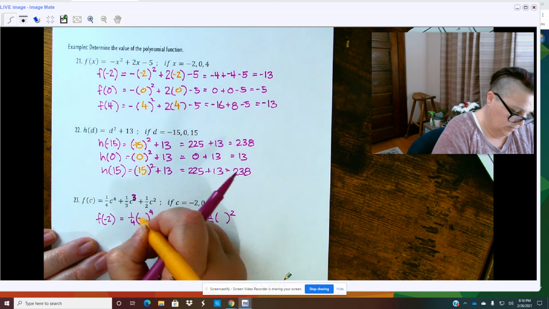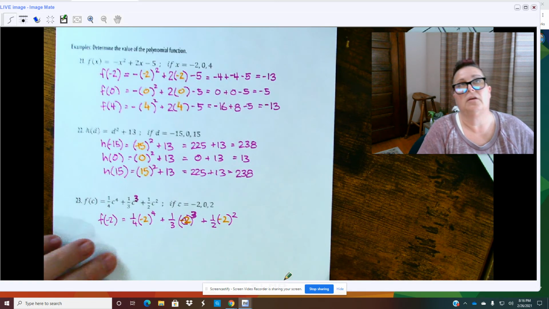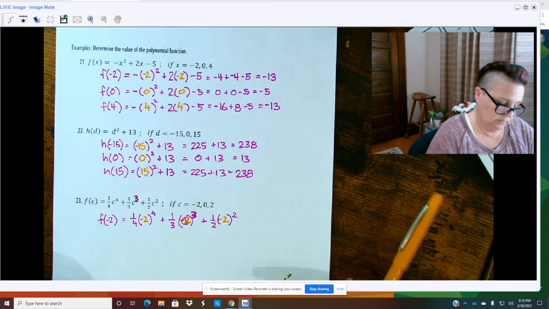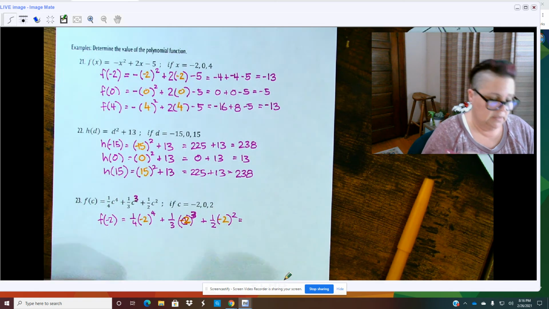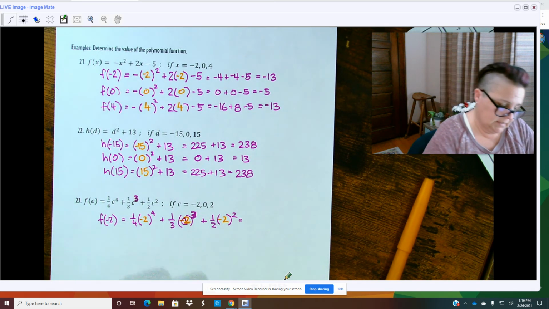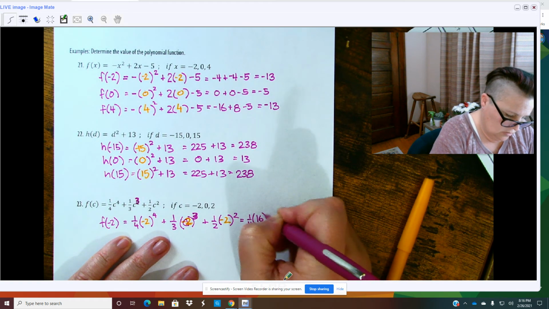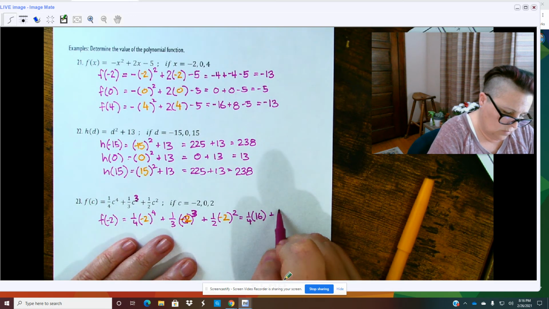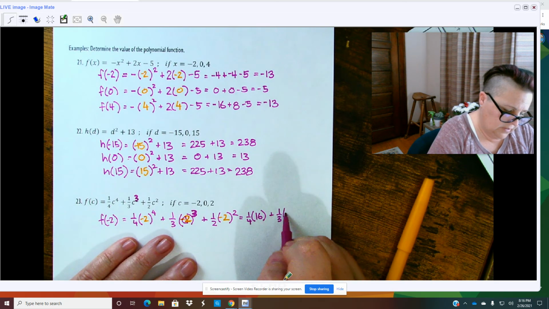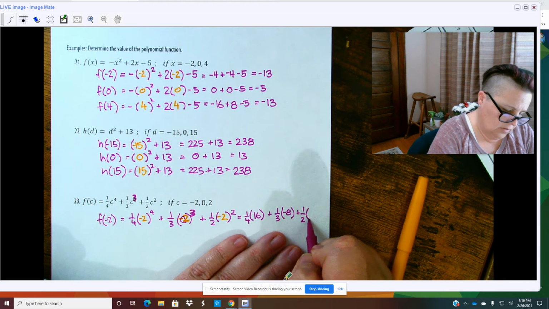Okay, I'm going to put my negative 2's in now. That should have been a negative 2. Okay, negative 2 to the 4th. It's negative 2 times negative 2. That's 4. Times a negative 2. That's a negative 8. Times a negative 2. That's going to be a 16. So this is going to be 1/4 of 16 plus 1/3 of negative 8 plus 1/2 of 4.